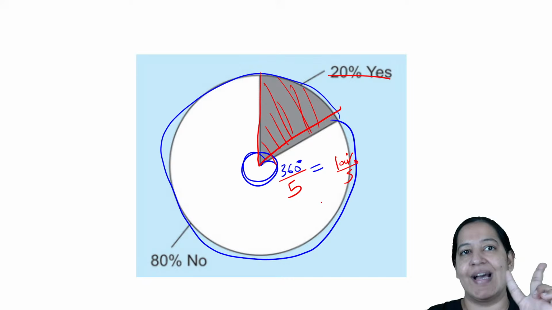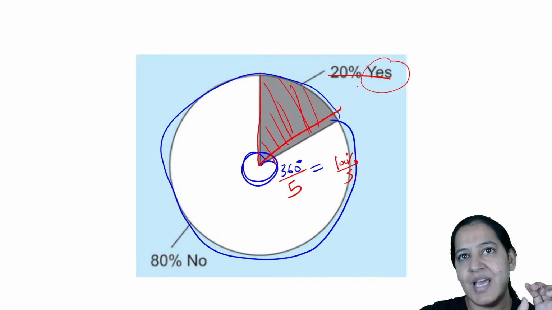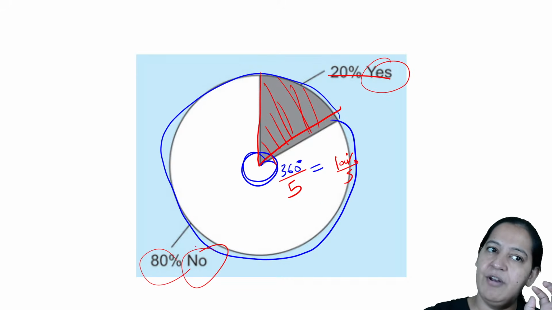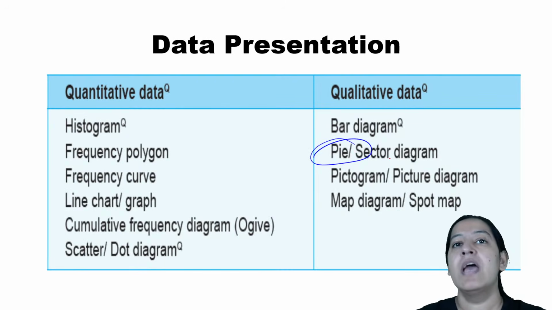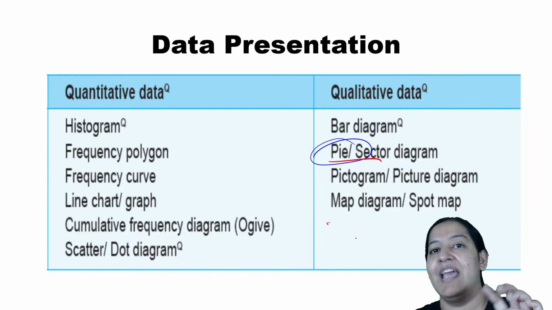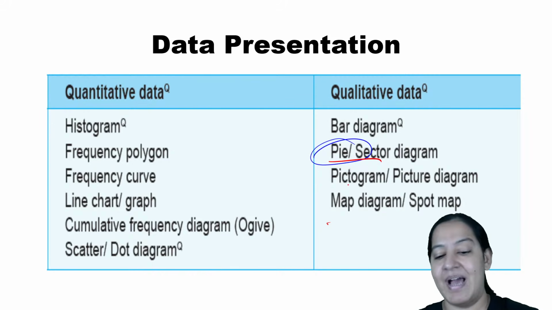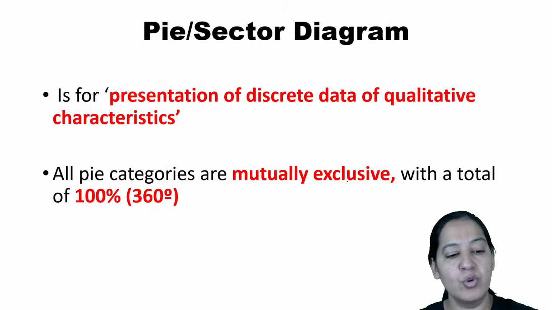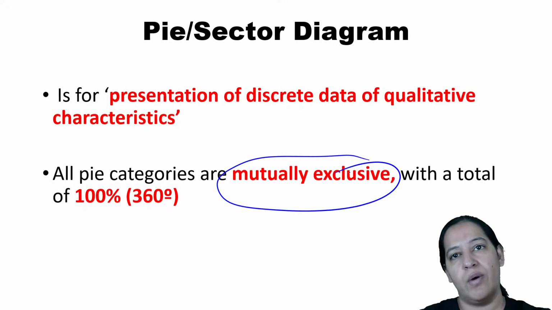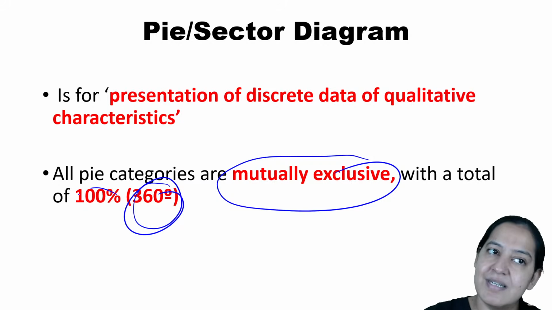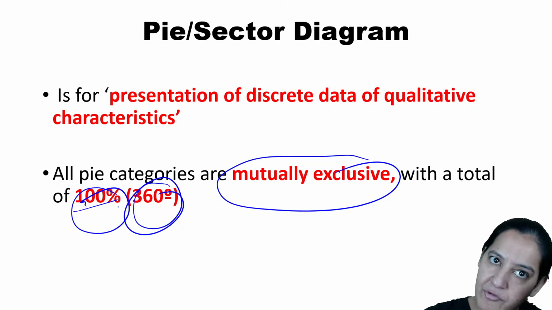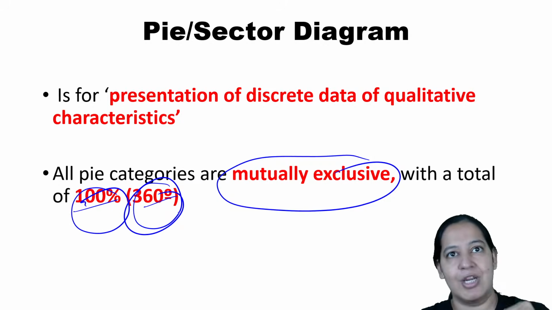And these are mutually exclusive. So those who are saying yes cannot say no. So 80% will be no. There will be no overlap. Here there will be no overlap. This is the difference between Venn diagram and pie sector. In Venn diagram there will be overlap. In pie sector there is no overlap. Whatever divisions you are dividing, these are mutually exclusive. So here 360 degrees is considered as 100. So whatever percentage of 100 you take, divide 360 accordingly.